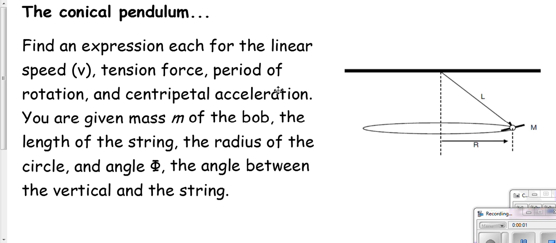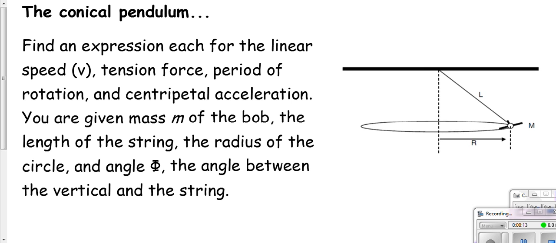Alright, so we're going to look at the conical pendulum, and we're going to derive some particular expressions. A conical pendulum, first of all, has a common point from which something is hanging, usually by a string or something similar, and it's swinging back and forth. In this case, it's spinning, or twirling around in a circle.